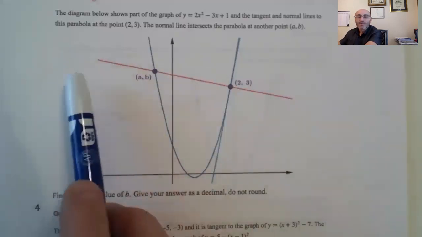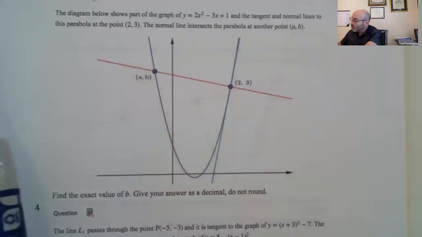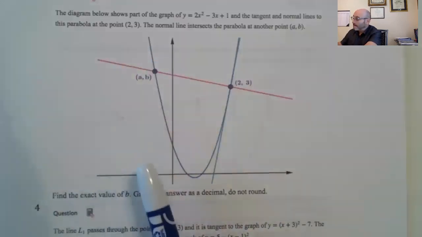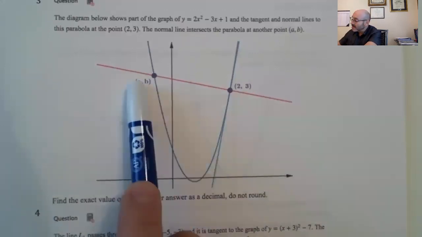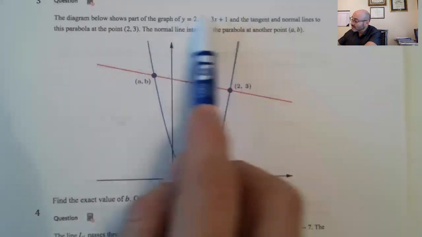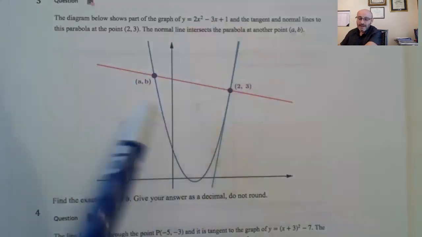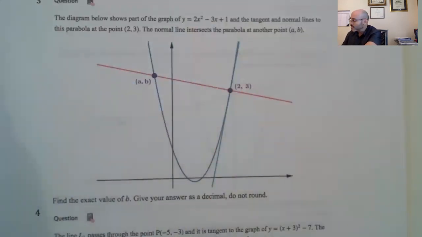You need to set the equation of that line equal to this point. Meaning what? Meaning you plug in a into this, and that should be equal to b. If you set those two things together, then you'll find the value of b. That's the strategy. I know I'm going fast because of time issues, but that is what you need to do.